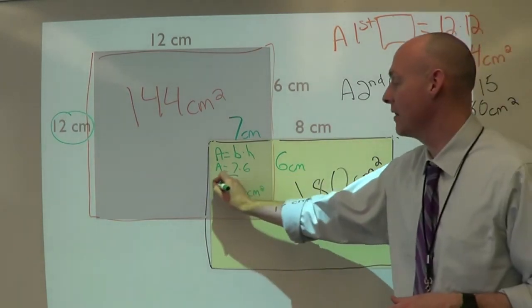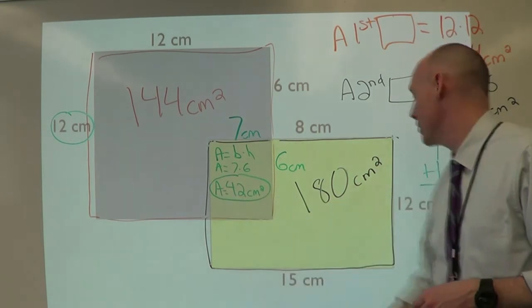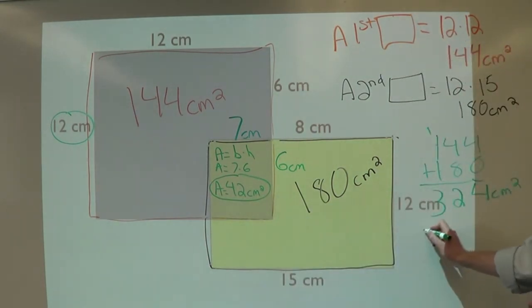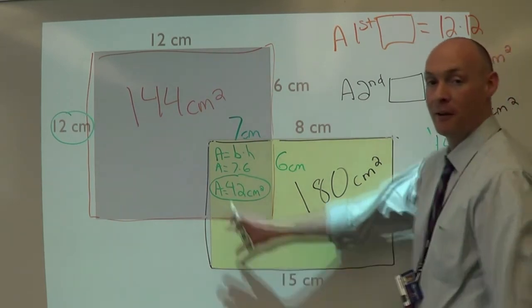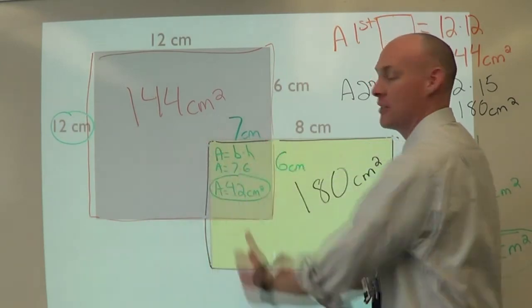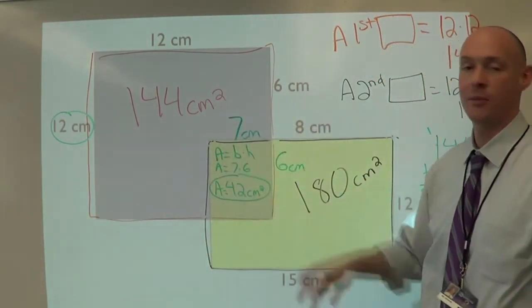We have to subtract this middle area. So the area is 324 minus 42. 4 minus 2 is 2. 12 minus 4 is 8. Bring down the 2. We are at 282 centimeters squared. That is my new area. Remember, find one shape, find another shape, find what's in the middle, add, subtract.